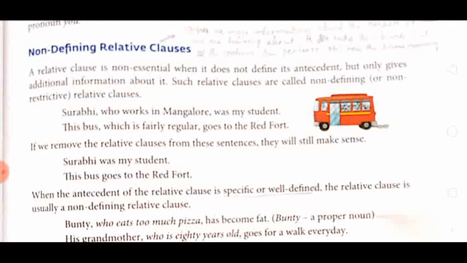Surbi, who works in Mangalore, was my student. Now, who works in Mangalore is not needed to identify Surbi. We can easily say that Surbi was my student. And in that, Surbi is identified only. Which Surbi is my student. Who works in Mangalore is not needed over here. So you can see also that who works in Mangalore is separated by a comma. If we remove the relative clause from the sentence, it will still make sense. Surbi was my student. This bus goes to the Red Fort. Okay.